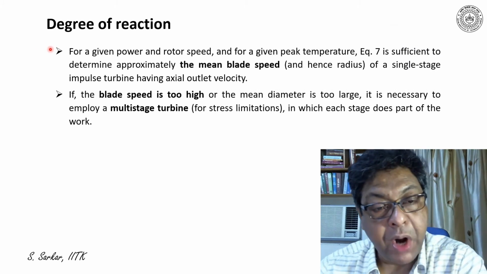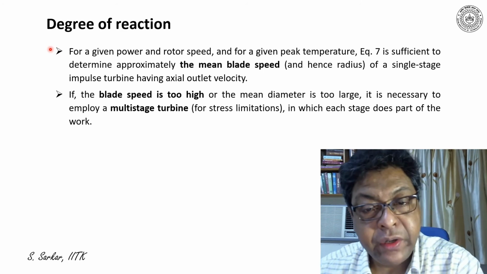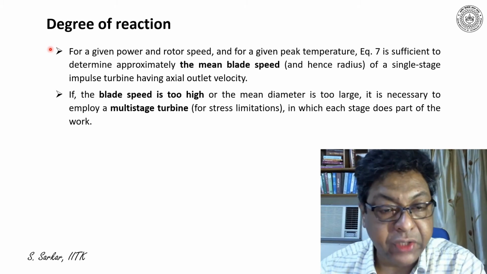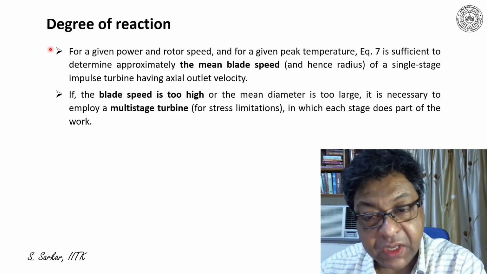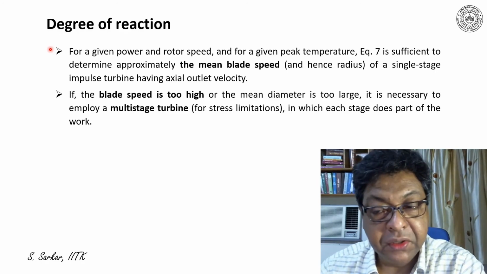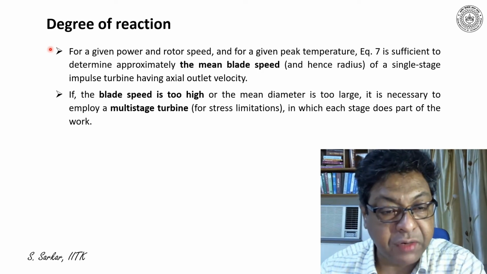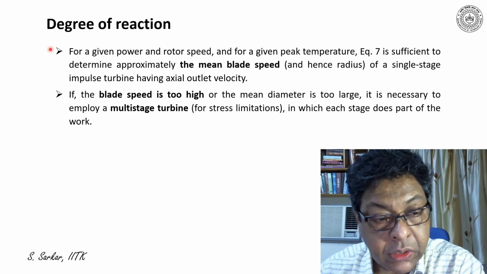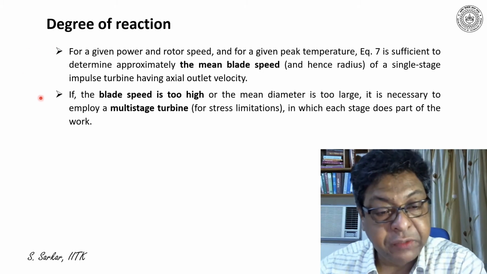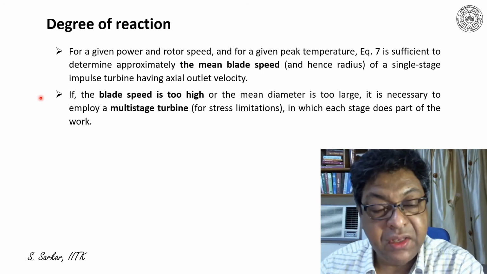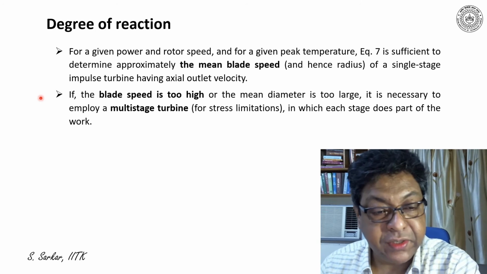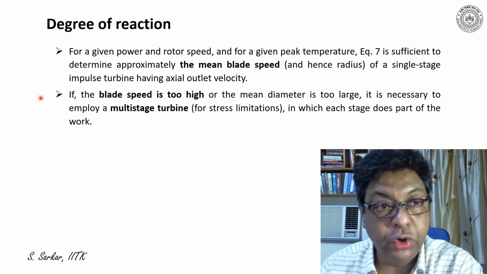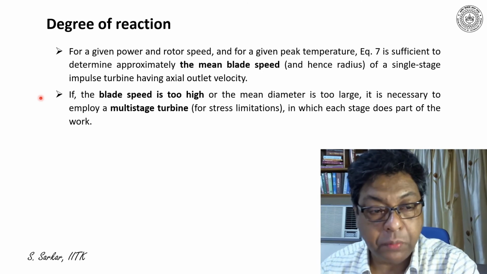Now for a given power output and rotor speed and for a given peak temperature, equation 7 is sufficient to determine the approximate mean blade speed, that is, the mean radius of a single stage impulse turbine having axial exhaust velocity. Now, if the blade speed is too high or the mean diameter is too large, it is necessary to employ a multi-stage turbine for stress limitation, in which each stage does part of the work.